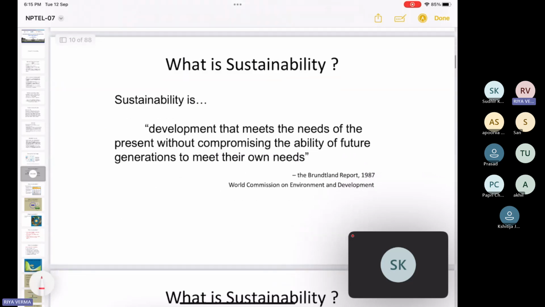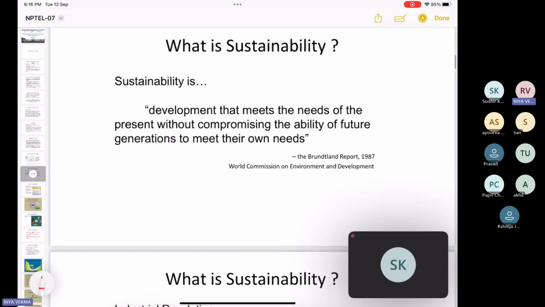Now, what is sustainability? This is a definition that we all know, because we have discussed it multiple times. So what do we understand by sustainability? Sustainability is the process of development that tries to meet the needs of the present without compromising the ability of the future generations to meet their own needs. So this is what we understand by sustainability.